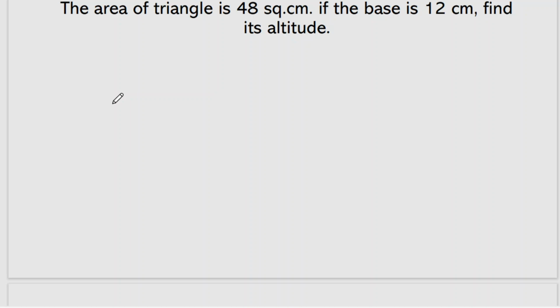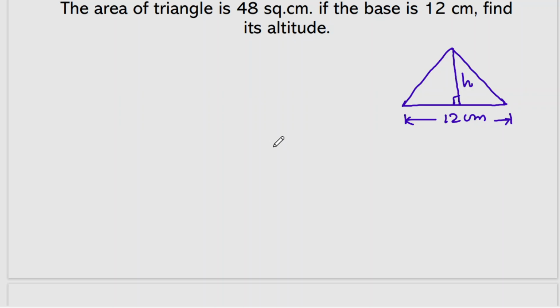The area of the triangle is 48 square centimeter. If the base is 12 centimeter, find its altitude. Okay, now see, I have got a triangle whose base is given as 12 centimeter. And they are asking me to find the altitude of this triangle. Okay, so let us represent it by h.